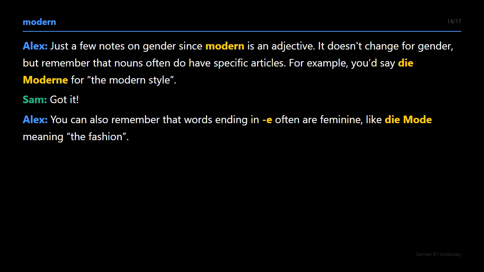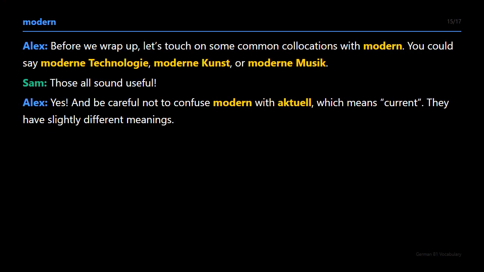Just a few notes on gender. Since modern is an adjective, it doesn't change for gender, but remember that nouns often do have specific articles. For example, you'd say, die Moderne, for the modern style. Got it. You can also remember that words ending in e often are feminine, like die Mode, meaning the fashion.